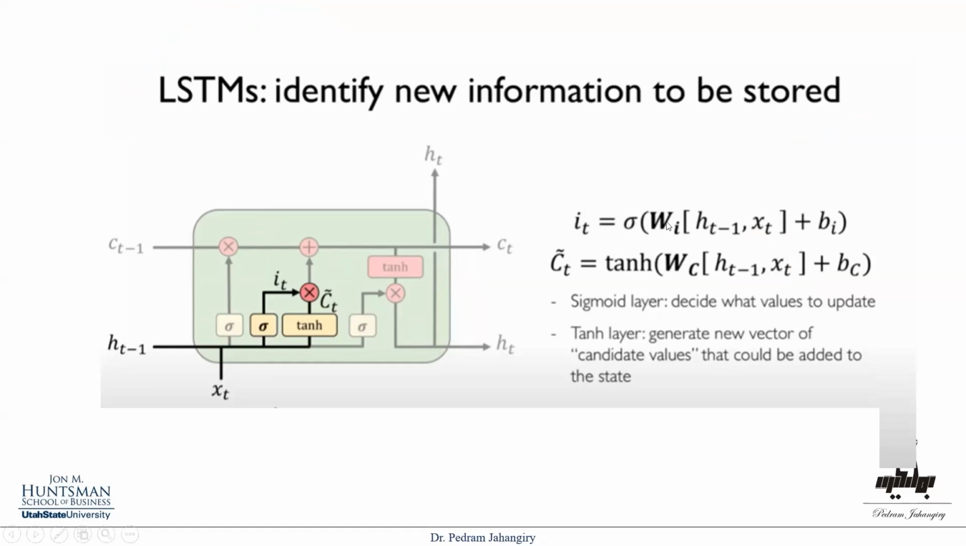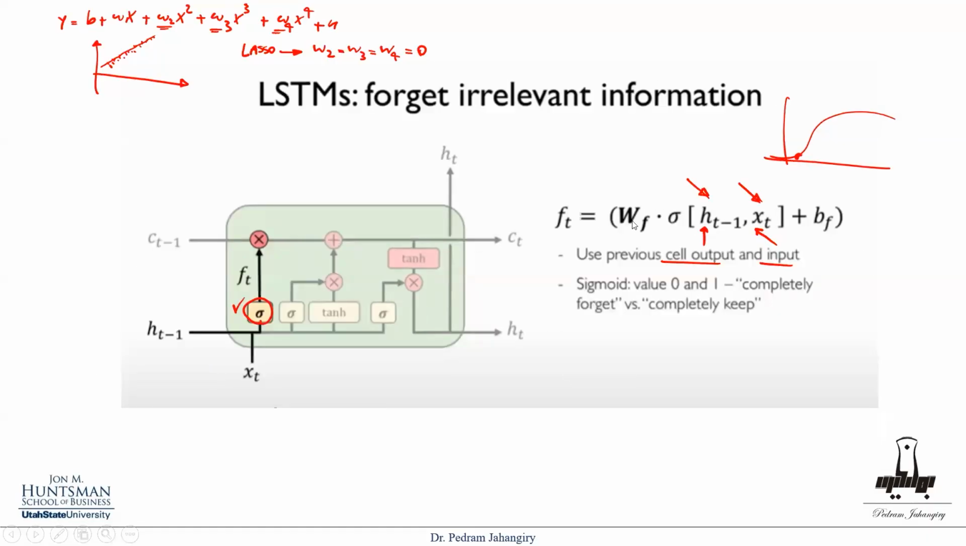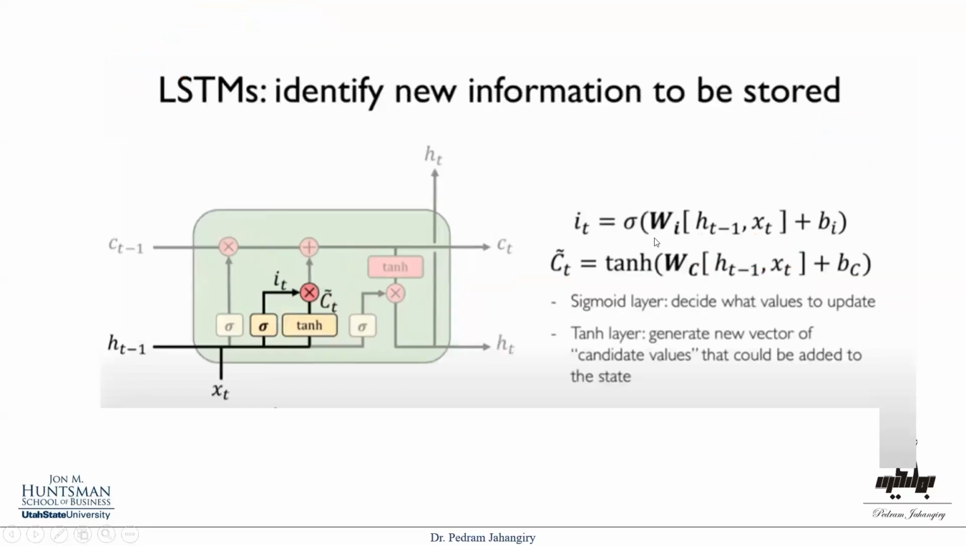Again, each of them has its own set of weights, right? So this one has its own set of weights, WF and BF, WI, BI, WC, BC, and so on. Then I'm going to do another sigmoid here. The sigmoid layer is going to decide what values to update. And the tanh layer, so here's another activation function. Why tanh? Why sigmoid? Again, this is the architecture that they designed.